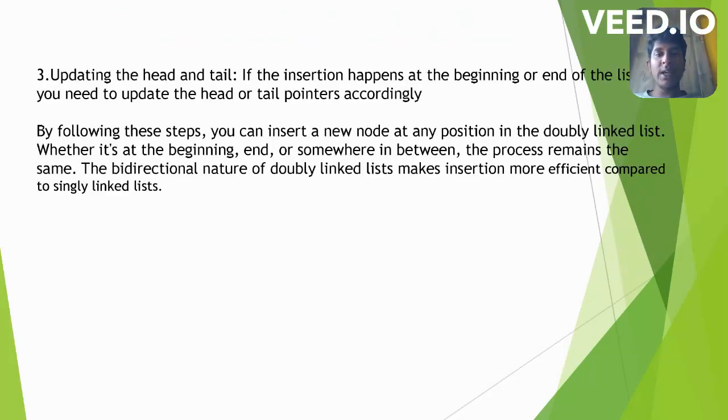Third, updating the head and tail. If insertion happens at the beginning or end of a list, you need to update the head or tail pointers accordingly. By following these three steps, you can insert a new node at any position in a double linked list, whether it's at the beginning, end, or somewhere in between. The process remains the same. The bidirectional nature of a double linked list makes insertion more efficient compared to a singly linked list.